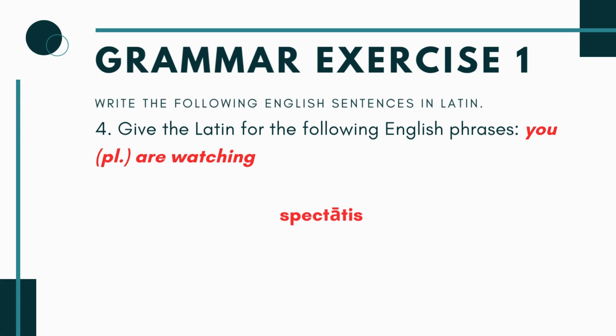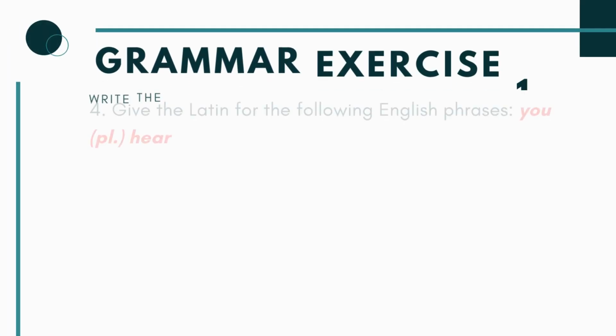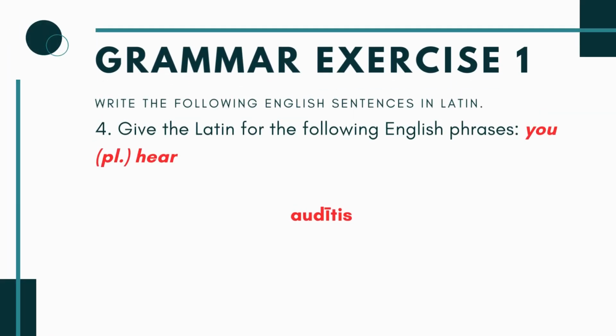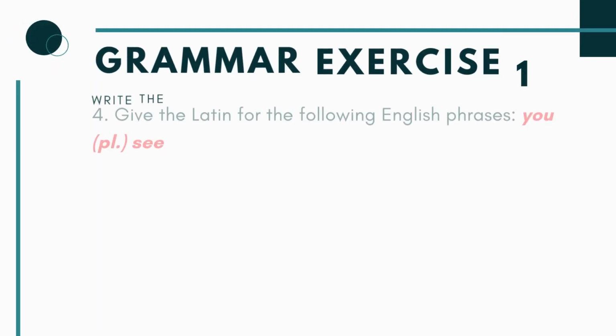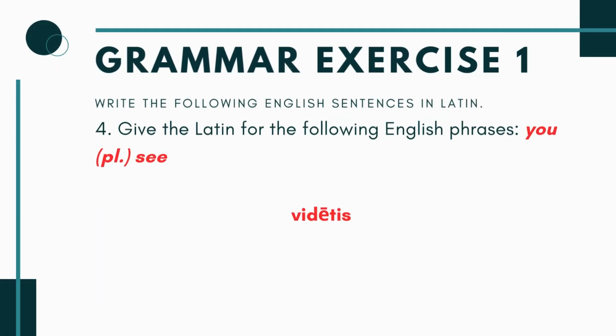Next, you have "you all," right? So the y'all section. "You all are watching." Spectatis. Just add a tis. "You all hear" is auditis. There's nothing crazy there, right? We didn't have to flip anything. "You all are sending" is mittitis. Right here, we did have to flip the e to an i because it's a third conjugation verb. Next, you have "you all see," videtis. You don't have to flip anything. It's a second conjugation verb.